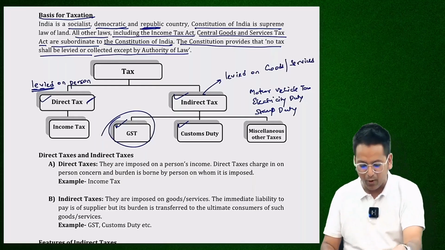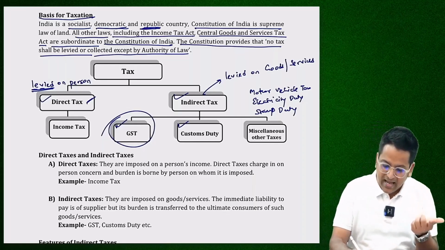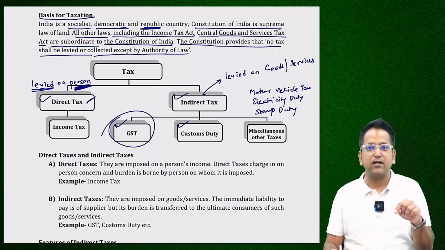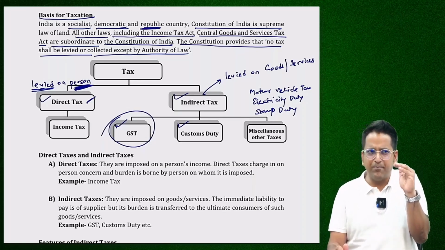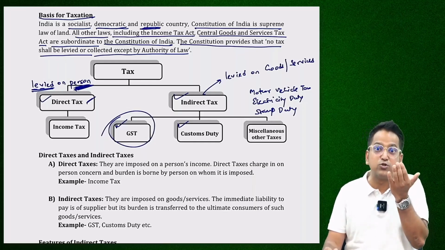The second important point is, who pays? Under direct taxation, tax is paid by the person on whom it is imposed. Indirect taxes are levied on goods and services, not people. But who pays it? The consumer, the one who buys the goods and services, pays the tax.